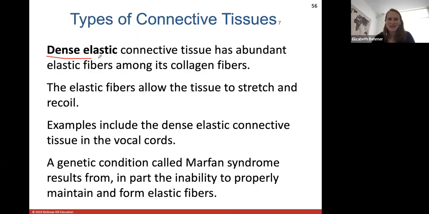Dense elastic connective tissue has elastic fibers, and elastic fibers allow the tissue to stretch and recoil. So we'll find it in your vocal cords. One genetic condition called Marfan syndrome results, in part, from the inability to properly maintain and form elastic fibers. So that's dense elastic connective tissue.